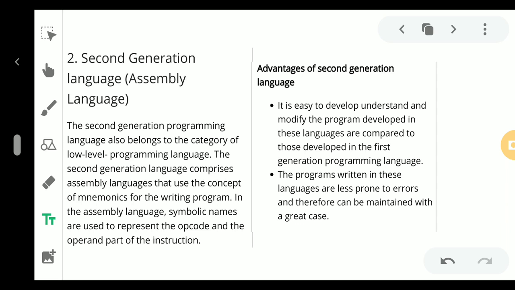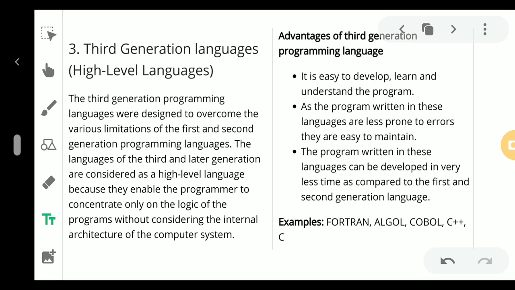And the instructions are still written using the concept of the machine code, hence not that much programmer friendly as a high level language is. Okay, now we are moving to the third generation language, that is also known as the high level language. Third generation programming languages were designed to overcome the various limitations of the first and second generation programming languages.